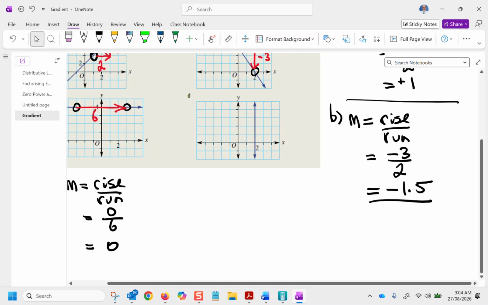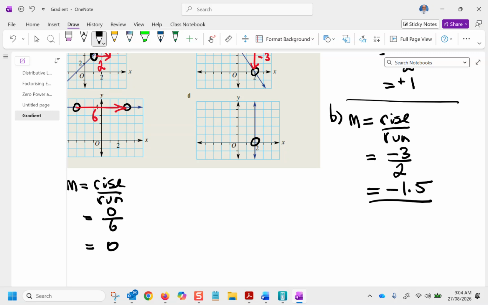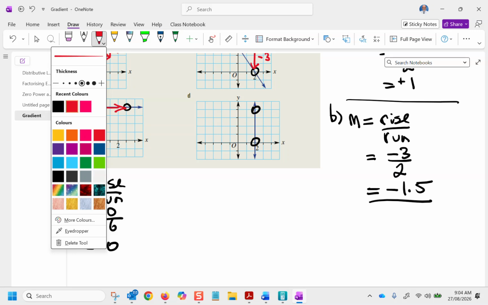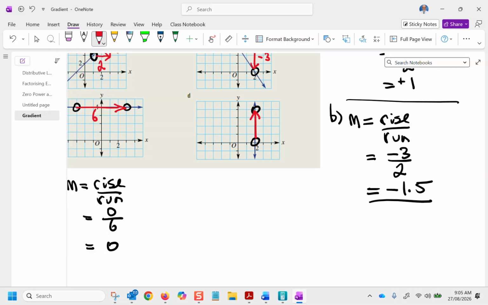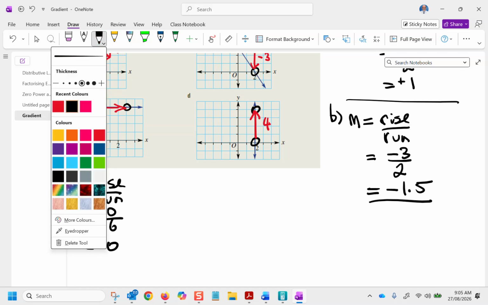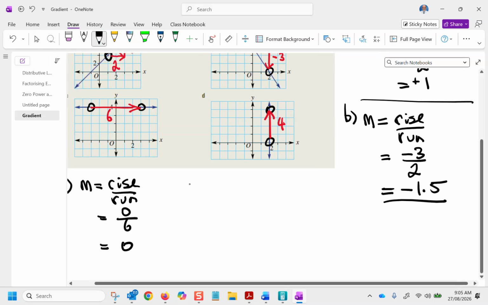Now for part D. I'll mark 2 points on my graph. Let's pick that point there, and let's pick that point there. I'll get my red pen out to do the rise and the run. This time there's a rise of 1, 2, 3, 4. But there's no run. There's no horizontal change between the 2 points. Let's see how this one works out for part D.